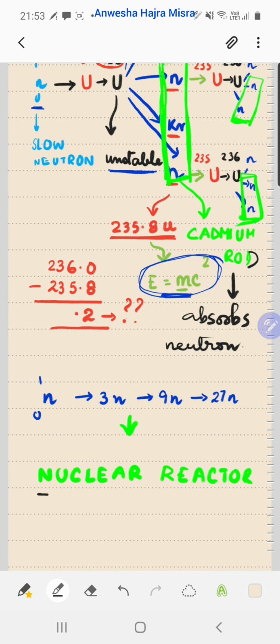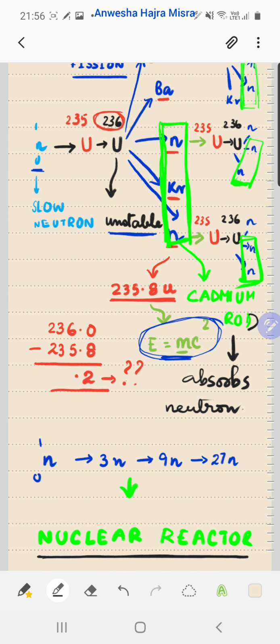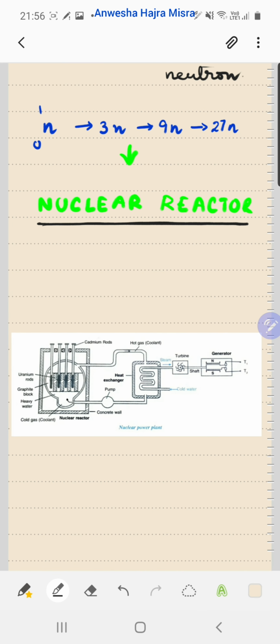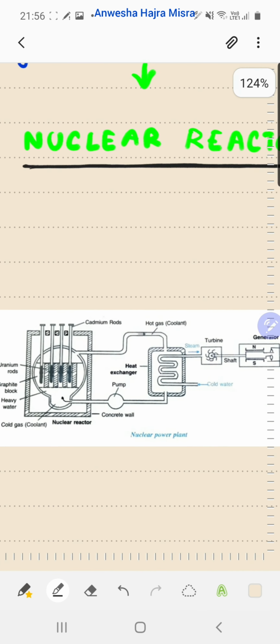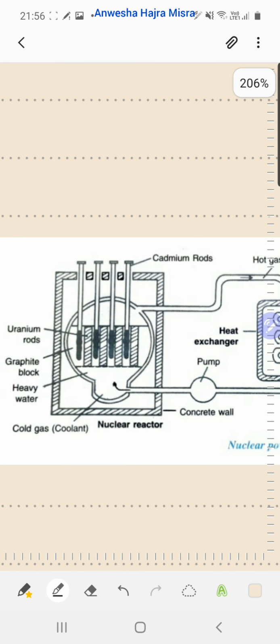He wanted to find out a nuclear reactor where this energy can be used to produce electricity. Now let us see what is a nuclear reactor in a power plant. Now, in a nuclear reactor, what happens? If you look here, this is a nuclear power plant.